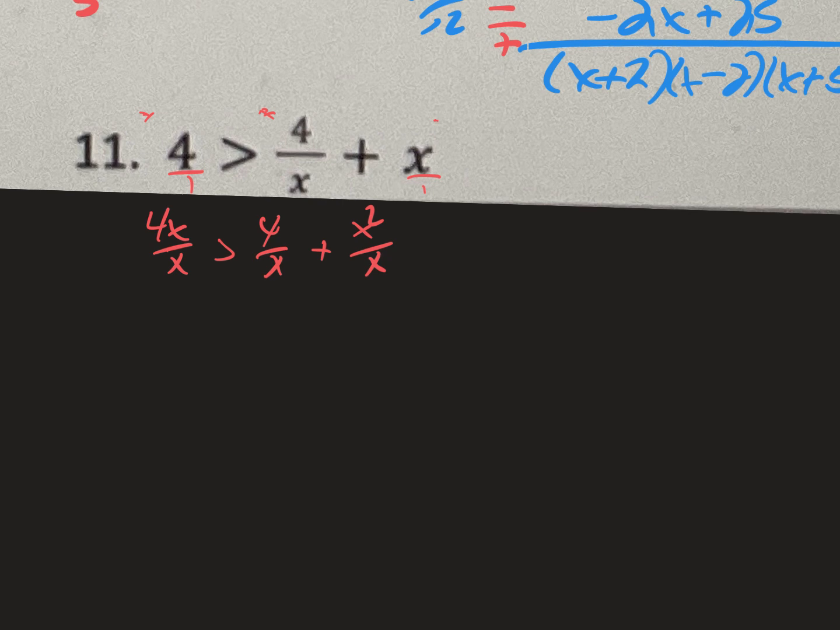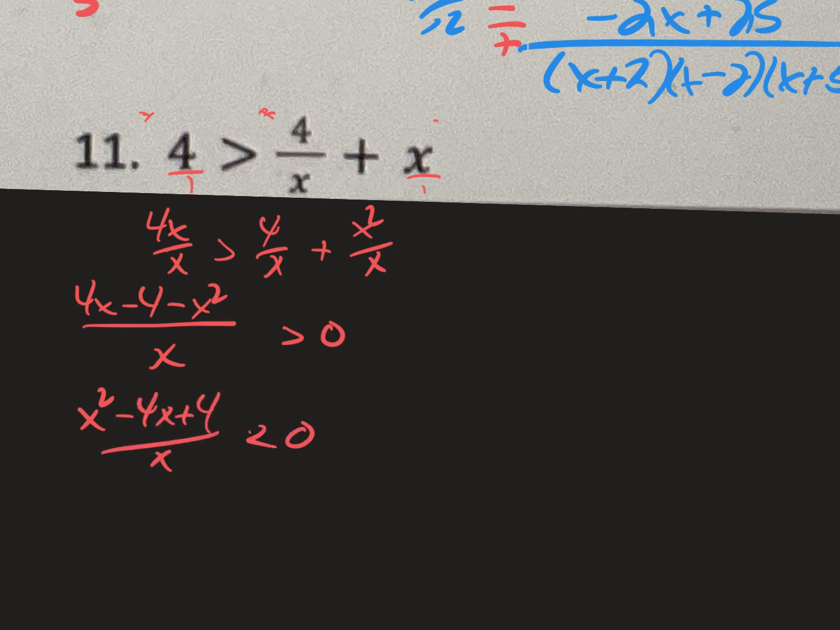Now I can move everything over, make one big fraction. Because the denominators are all the same, I can make one big fraction here. So I'm going to have a 4x minus 4 minus x squared. I always hate when my x squared is negative, so let's change the signs. Let's make it positive x squared minus 4x plus 4 over x. And I can do that as long as I flip that sign. Remember, if you multiply or divide by a negative, you just flip the sign. So my numerator is going to be x minus 2 times x minus 2 over x.